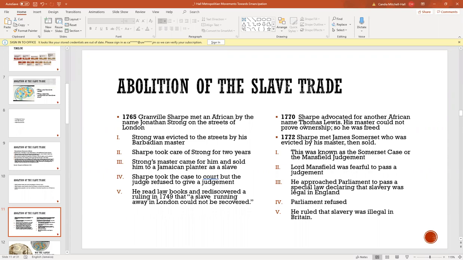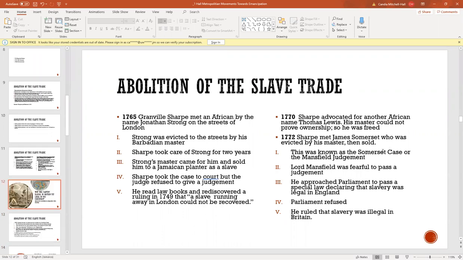In 1772, Sharp again met another enslaved African, by the name of James Somerset. And Somerset was also evicted by his master, and he was sold. Now, Somerset, ladies, the Somerset case is also called the Mansfield Judgment. The judge, his name was Lord Mansfield, and he was fearful to make a judgment on it. Sharp was saying that there was no law in Britain that recognized a group of people called slaves. That only applies to the Caribbean. All right? So that was Sharp's argument.